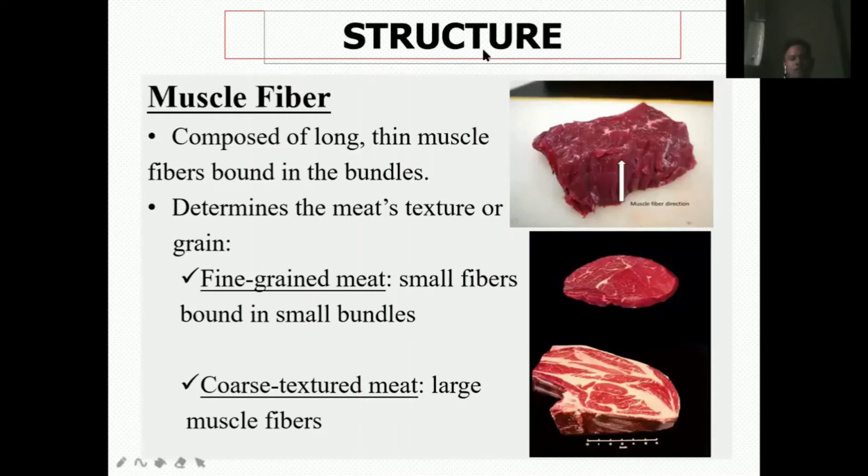So the next topic that we'll tackle is the muscle fiber. The muscle fiber is composed of long thin muscle fibers bound in bundles. It also determines the meat's texture or grain. There are two examples of it. First is the fine-grained meat, which has small fibers bound in small bundles. Next is the coarse-textured meat, which has large muscle fibers.